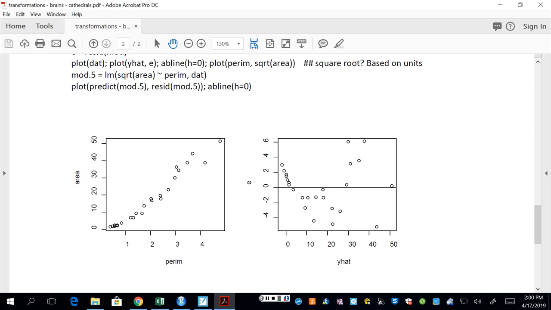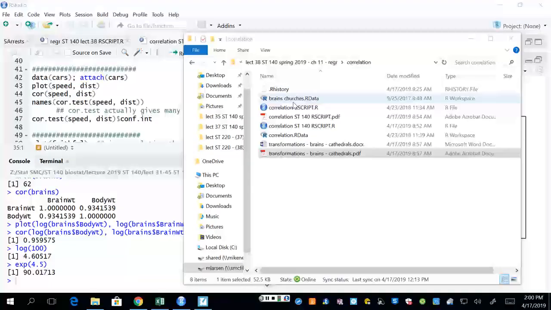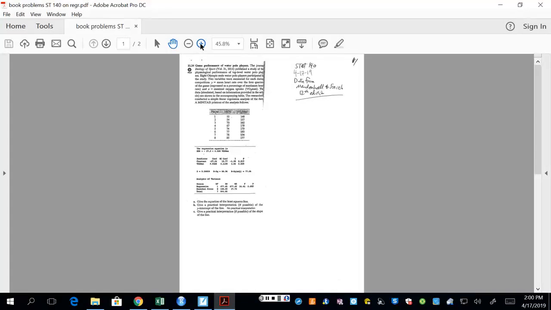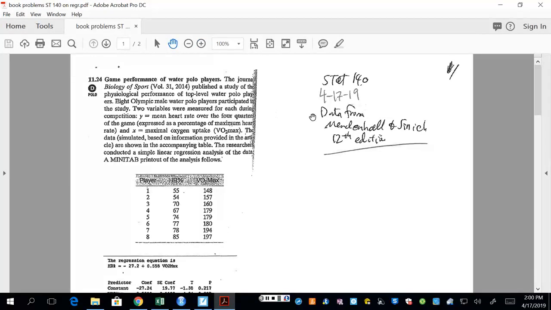Well, let's look at a couple of problem examples, right, and see what we can get out of that, as further examples of thinking about regression. So that's the transformations there, here's the combined. Here's a couple of problems that are included there.